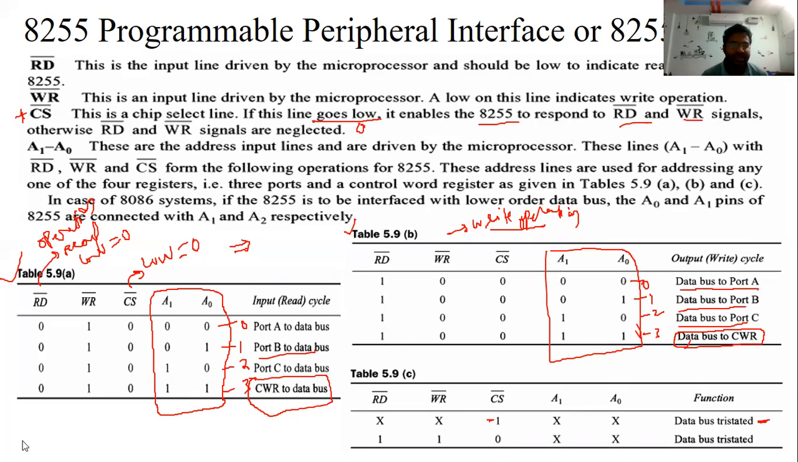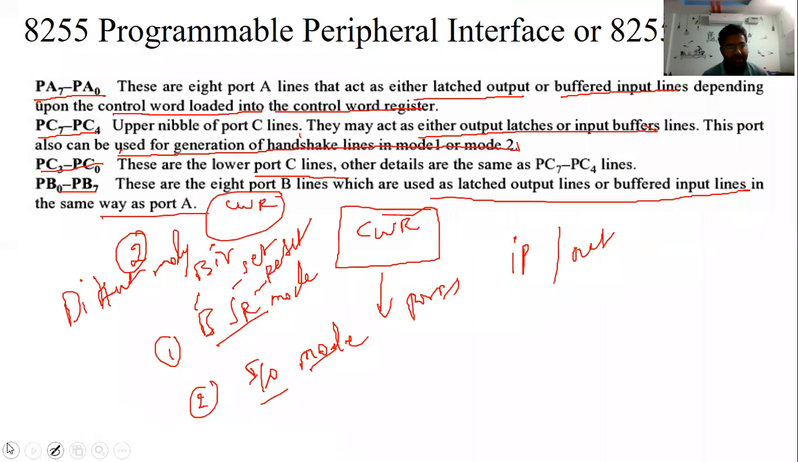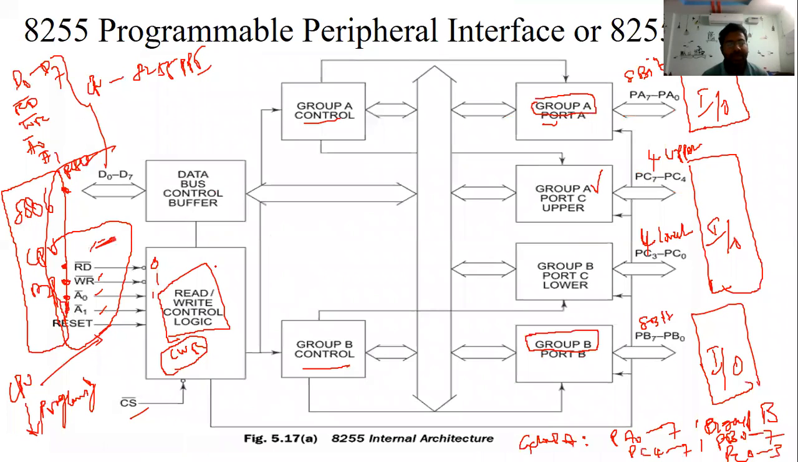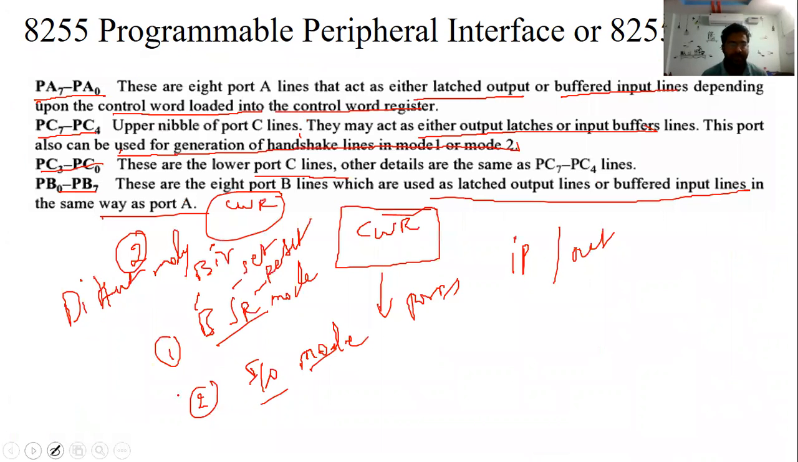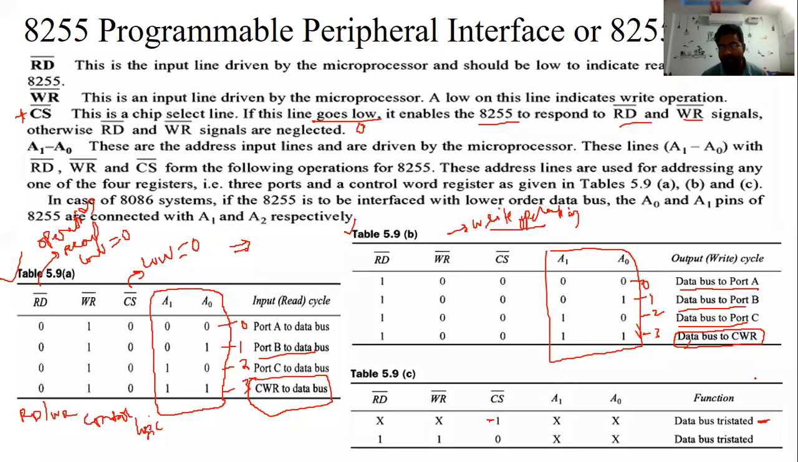So this is the control logic, these signals are read and write control logic, as I said. Now see this diagram, this read and write control logic. In this one you have the CWR also. This tells whether this bus works as a data bus, or port A to the data bus, or port B to the data bus, as well as input port as well as output port. So that will be decided by the CWR. See this, this is CWR to data bus, and this is data to the CWR.